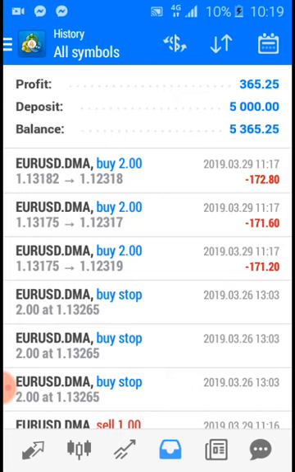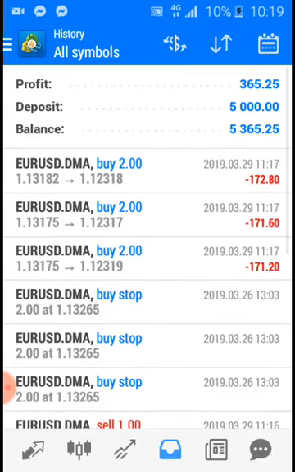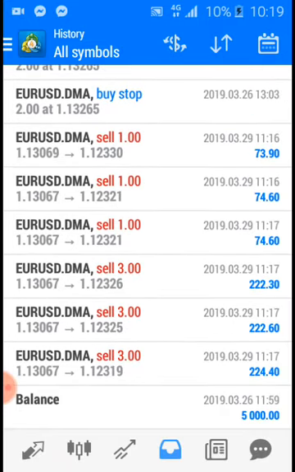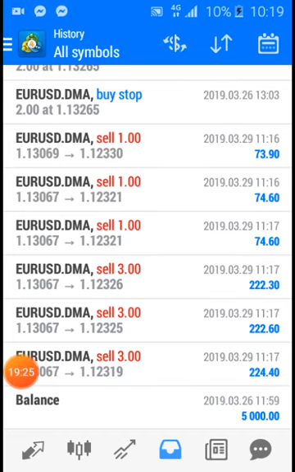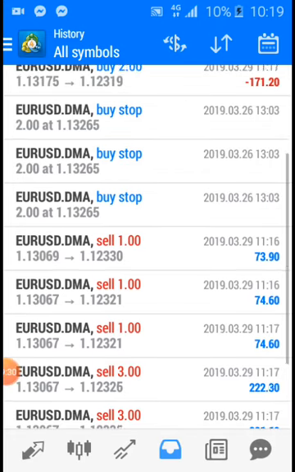The broker has taken 172.80, 171.60, 171.20. This is the money that went to the broker, and then therefore I'm left with $365, which is the addition of this profit that has been created here, that has been accumulated here. 3.00, 3.00, 3.00, and 1.00, 1.00, 1.00. So that is how the strategy goes.